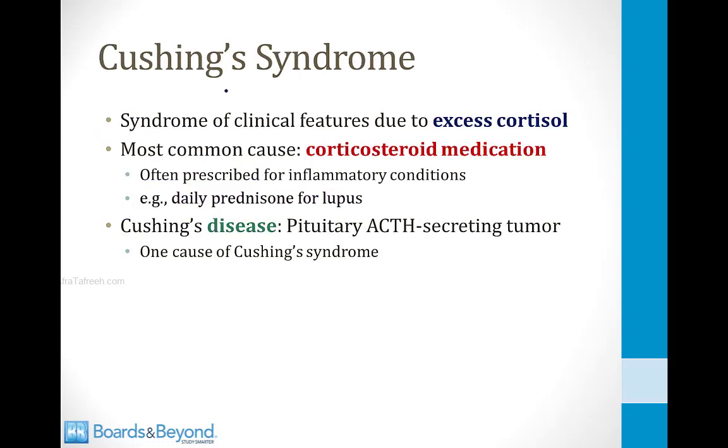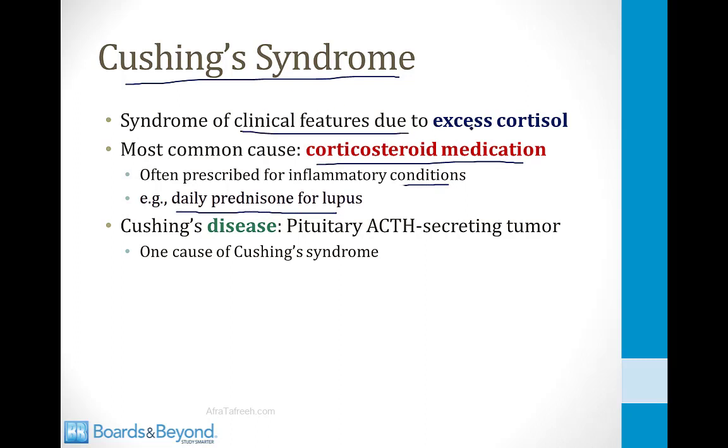When people have exposure to excess cortisol, they develop a characteristic set of clinical features known as Cushing's syndrome. And the most common reason this occurs is from patients taking corticosteroid medications. You'll routinely encounter patients on your clinical rotations who have Cushing's syndrome because they have been prescribed steroids for some inflammatory condition. For example, patients who are required to take prednisone every day to suppress their lupus will develop a Cushing's syndrome.